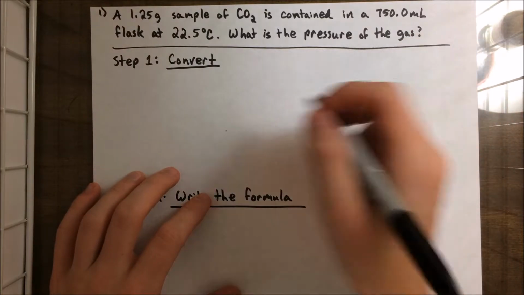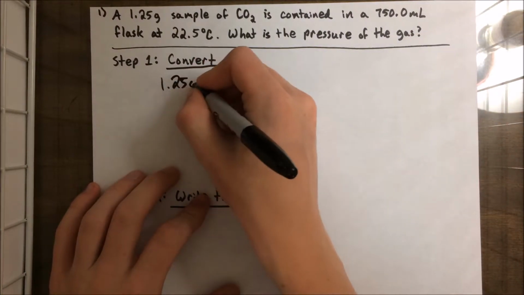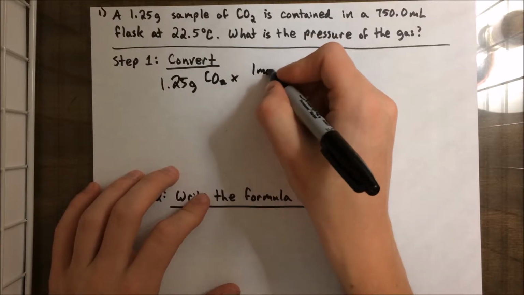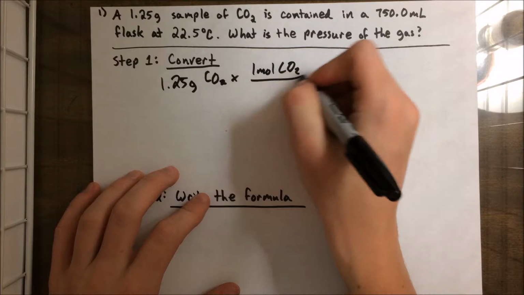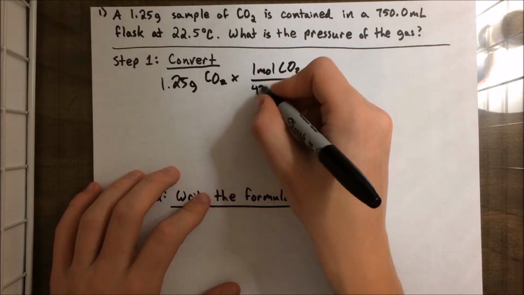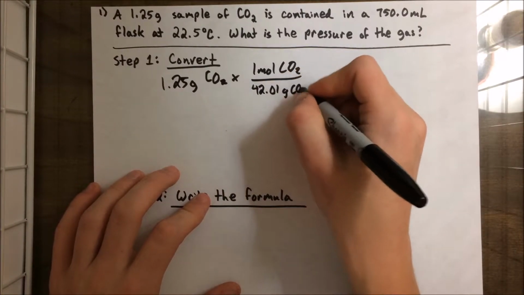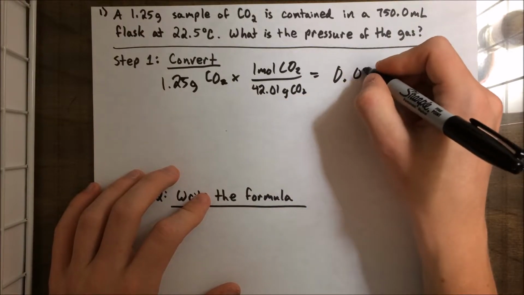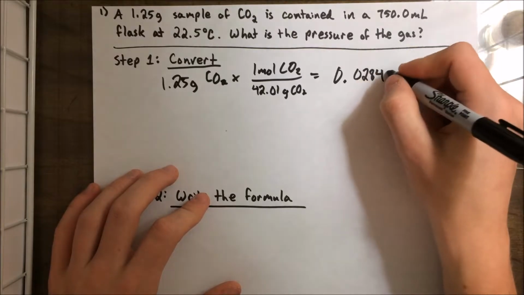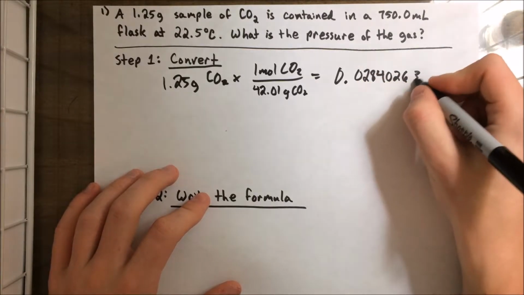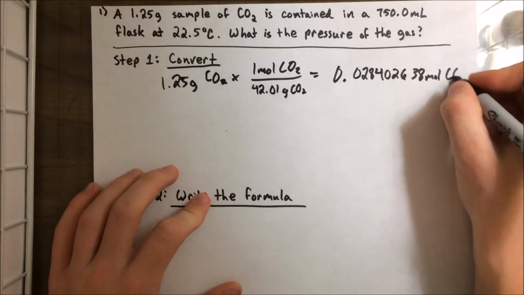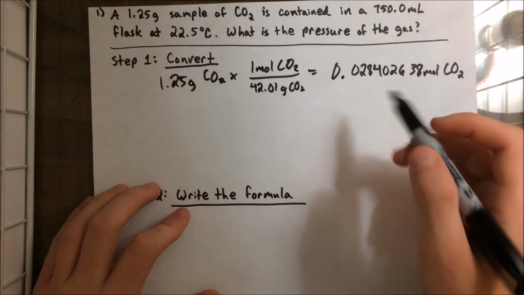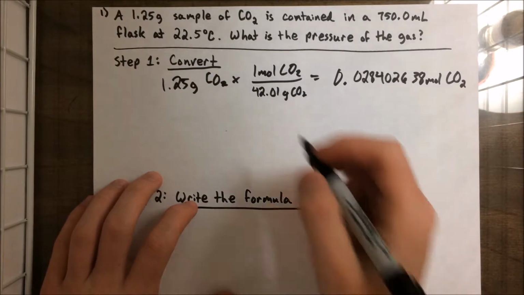Step one is to convert. We need to convert grams of CO2 into moles. So 1 mole of CO2 divided by the molar mass, which is 42.01 grams of CO2, will give you 0.028402638 moles of CO2. That's not taking into account sig figs, that's the raw number for calculation purposes.